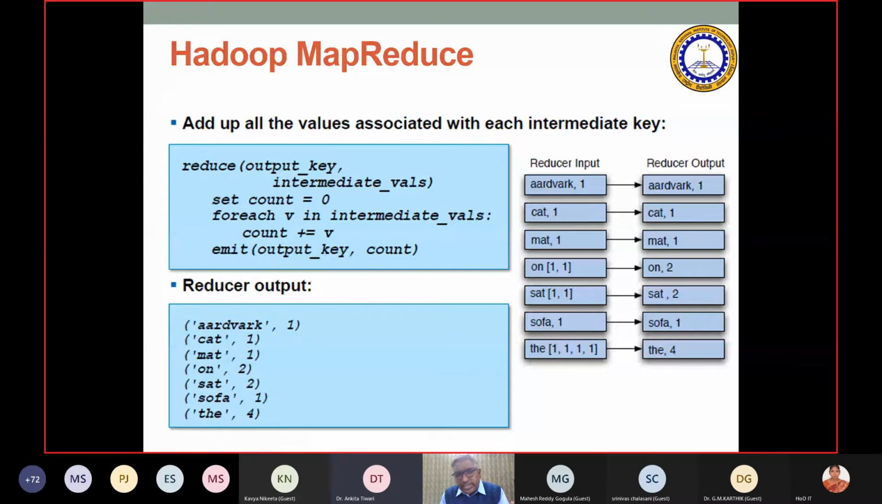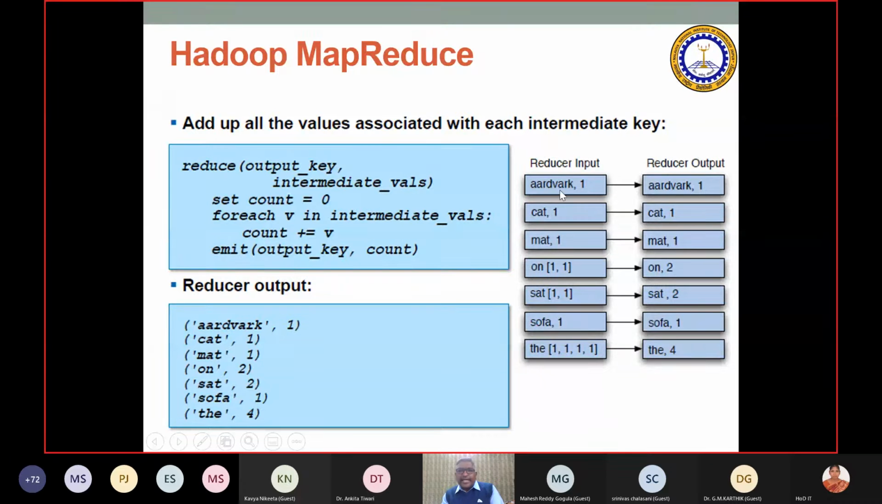And now the question is, who does the sorting? Because you are going to write the program for the mapper. You are going to write the program for the reducer. But who is doing the sorting in between? So that is also a good question. That is what Hadoop is doing. So a lot of abstract complexity is being handled by Hadoop. So that is what we see.